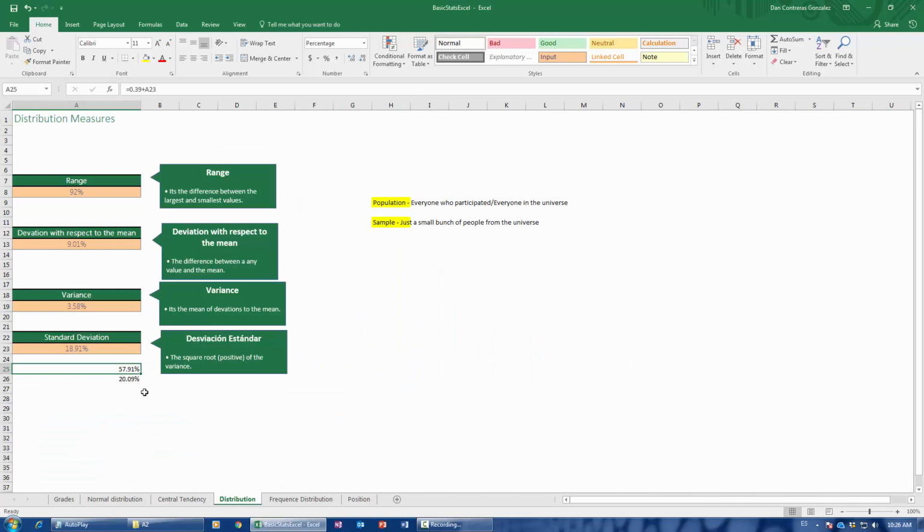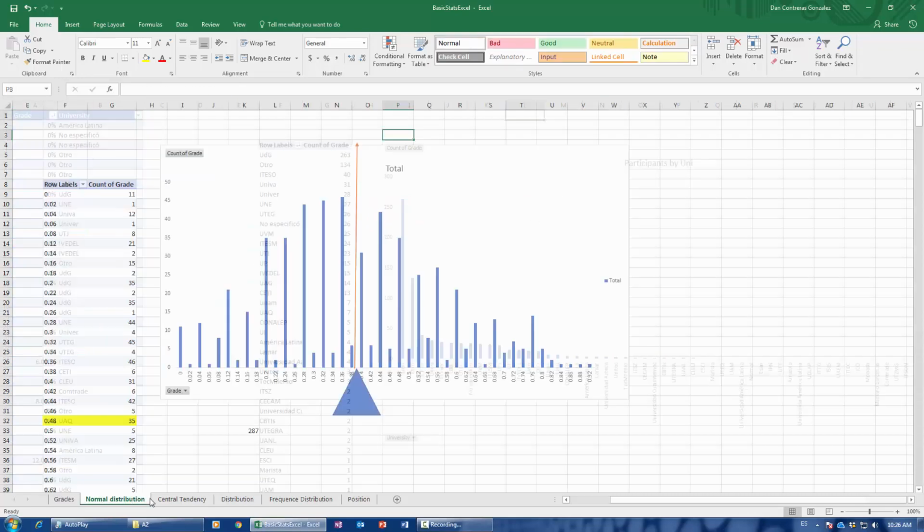So that's pretty much it for distribution measures, all right, guys? You probably do not need to concern yourself with this at all, all right? The only one that you're probably going to be using throughout the rest of your life is standard deviation, and you don't need to know how to calculate it. You just need to know the proper Excel formula for it. All right, guys, so that's it for the distribution.